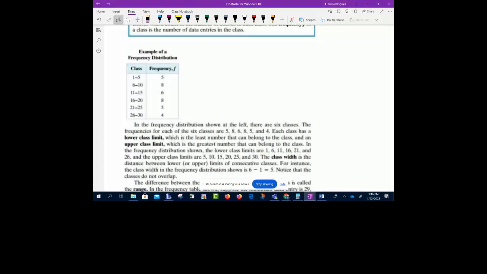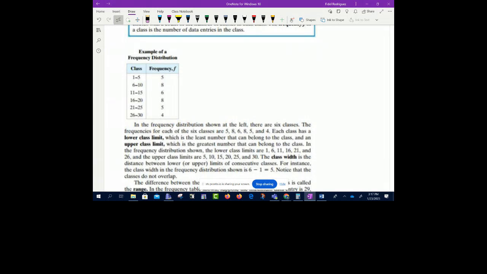Okay, so y'all, we have the first class, 1 to 5. Let's put some context to this. Suppose this information is saying how many times you go out to eat every month. The first class: I go out to eat 1 to 5 times a month. There are 5 people who said that. Does that make sense? There are some people who say I go out between 6 and 10 times, so that means I go 6, 7, 8, 9, or 10 times. There are 8 people who do that.